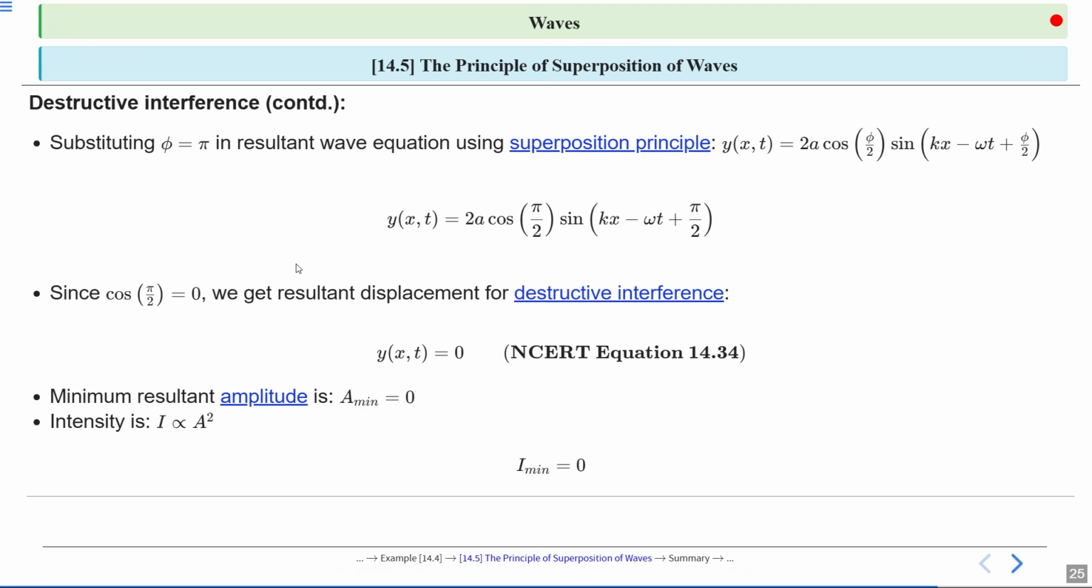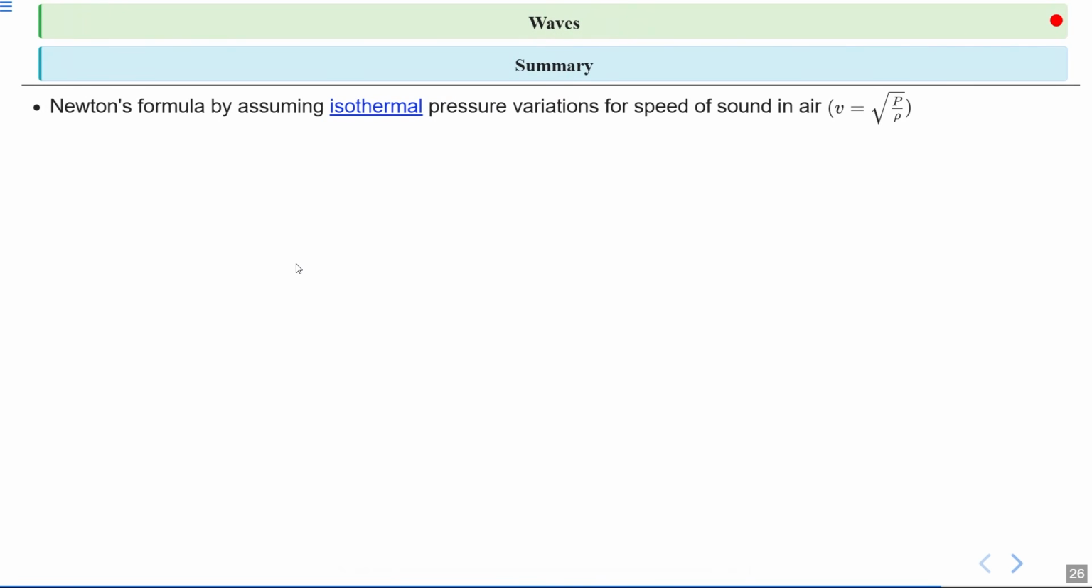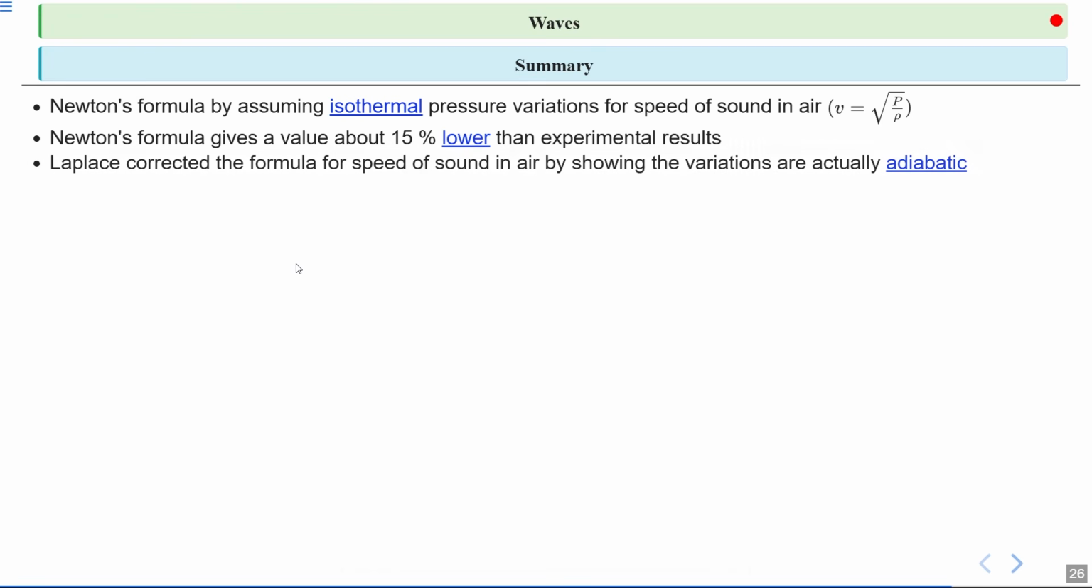Alright, let's summarize what we covered in this lecture. Newton's formula, assuming isothermal pressure variation, for the speed of sound in air is v equal to square root of P by rho. Newton's formula gives a value about 15% lower than experimental results. Laplace corrected the formula for speed of sound in air by showing the variations are actually adiabatic.